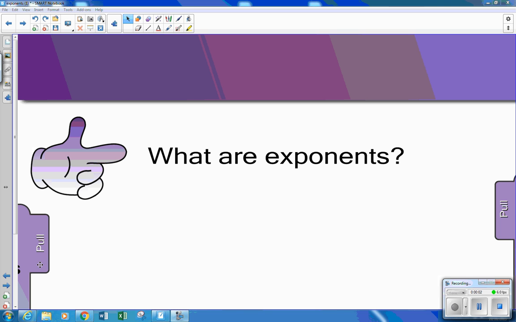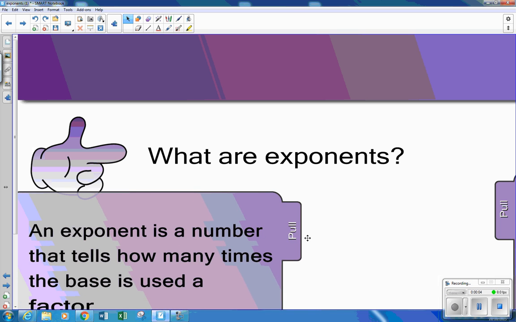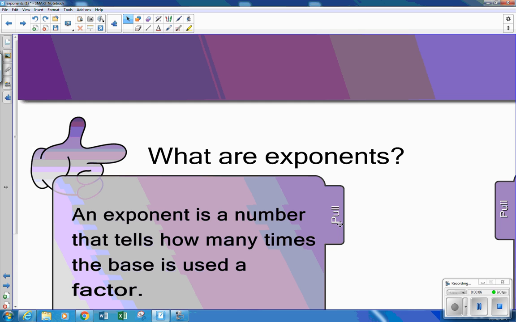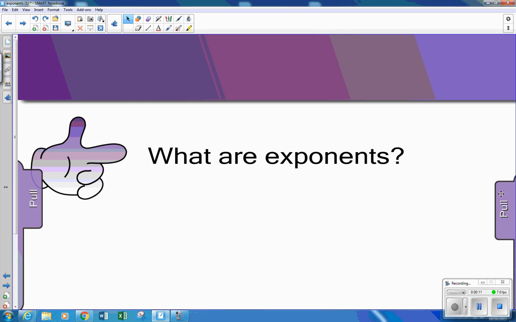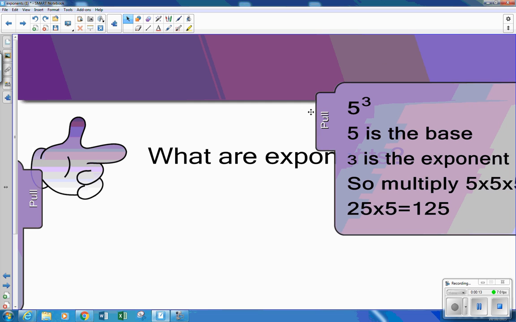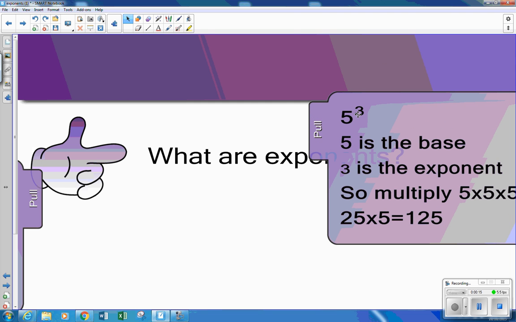Okay, we're going to take a look at what exponents are. The definition of an exponent is a number that tells you how many times a base is used to multiply itself. We have an example here: 5 to the third power is how we say that. 5 is the base, 3 is the exponent. So you multiply 5 times 5 times 5. When we say 5 is the base, that's the big number.